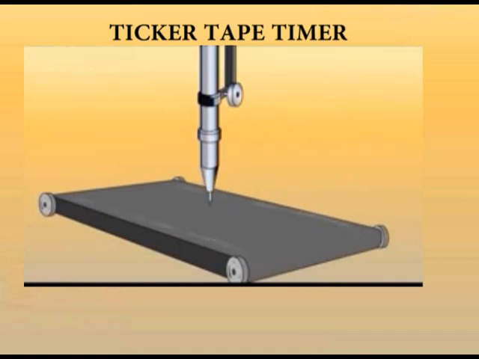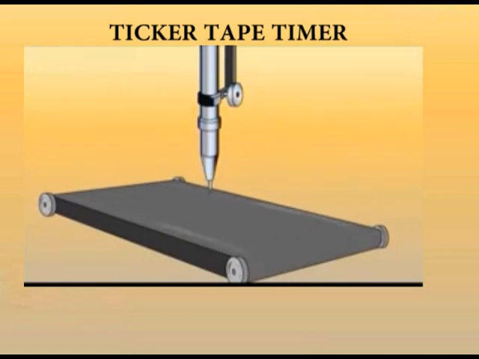The ticker tape timer has a vibrating arm at one end, on which is a very tiny head. The head strikes at regular intervals. It vibrates at a frequency of 50 or 100 Hz. That is, it makes 50 or 100 complete cycles in 1 second.